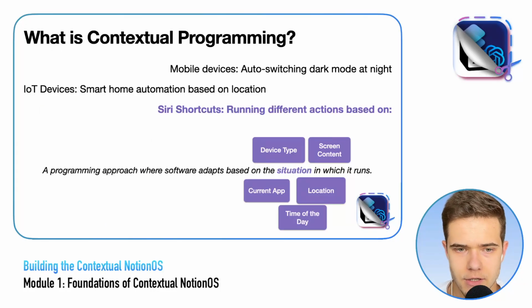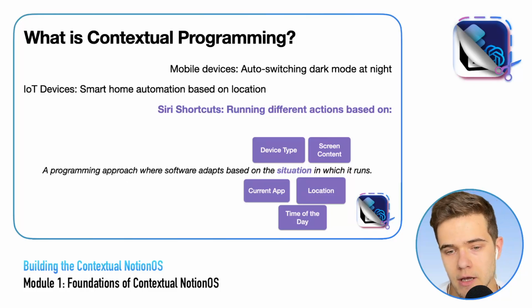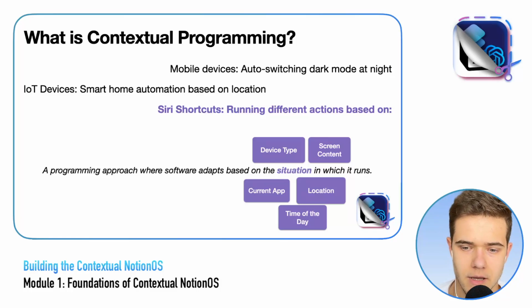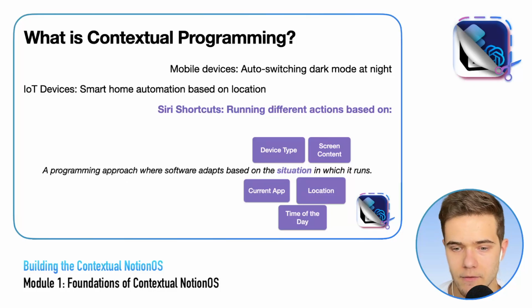So what is essentially contextual programming? On mobile devices, it is known for example as auto switching dark mode on at night. On Internet of Things devices, smart home automation is based on the location. And with Siri shortcuts, it's running different actions based on the situation. So contextual programming in a nutshell is an approach where software adapts based on the situation you or your device is in. So it can be the device type, screen content, current app, location, or time of the day.